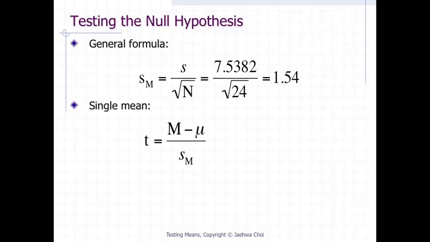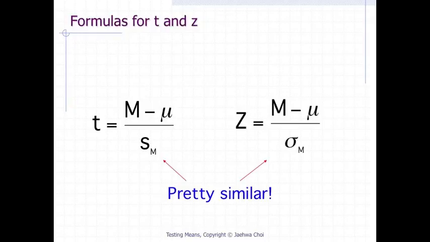To compute t, we take a statistic, subtract the hypothesized value, and divide that by the estimated standard error of the statistic. Because we're testing a single mean, we take the sample mean minus the hypothesized value of the population mean, and divide it by the estimated standard error of the mean. You might notice how similar this formula for t is to the formula for z that we saw earlier.